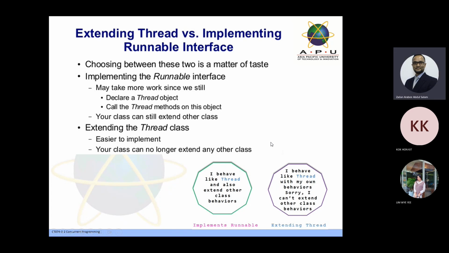So in your assignment, if your class doesn't have to extend from any other class, make life easier. Which one will you choose? Implement runnable or extend thread? Extend thread, yeah? Okay.